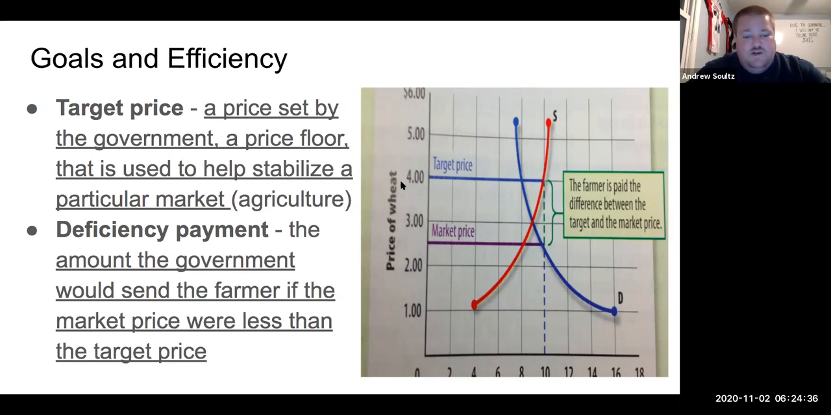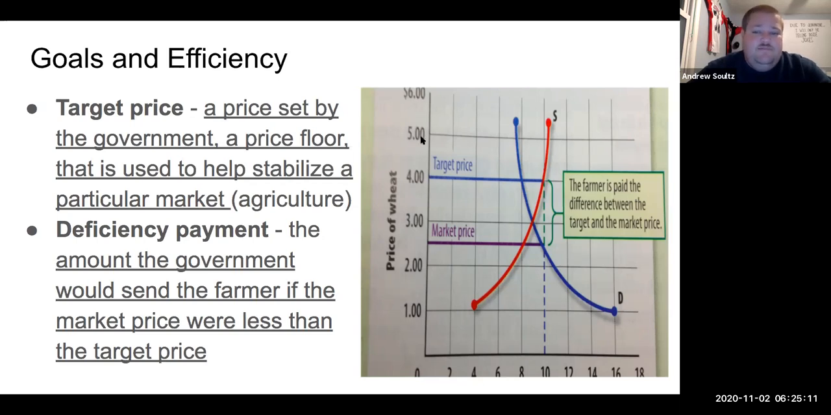Now, the way this works is the farmers would go ahead and harvest their wheat. The farmers would sell their wheat at the market price. But if the market price is less than $4, let's say it's $3, like it is in this case, where equilibrium is, the government would make a deficiency payment to farmers to make sure that they are at least getting that $4 amount. And so what they would do is send them $1 for every bushel of wheat that they sold in the market and did not get $4 for.